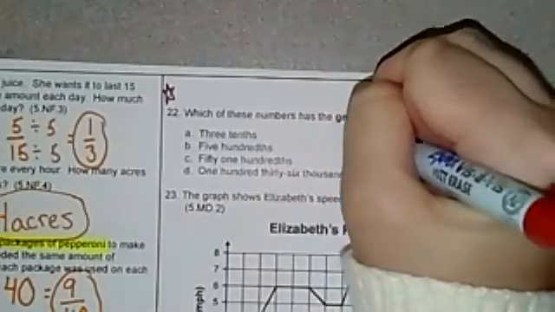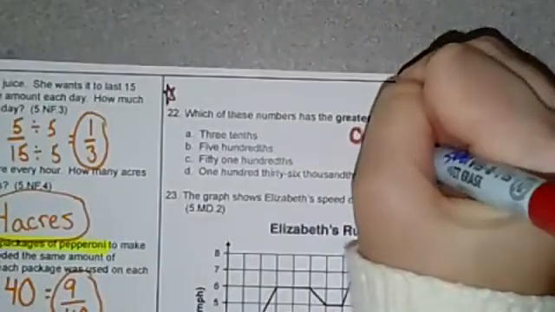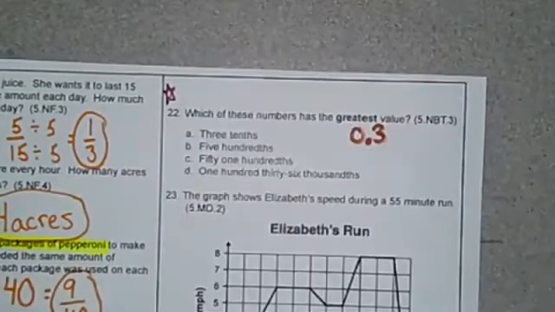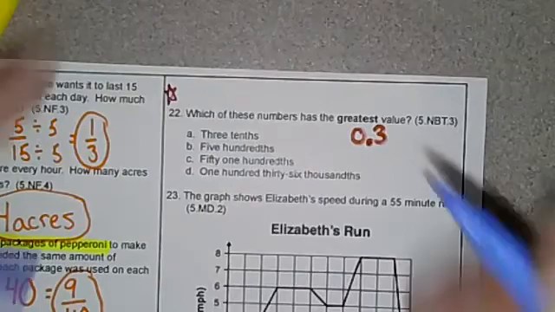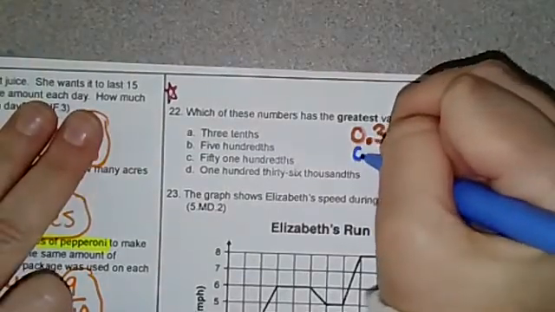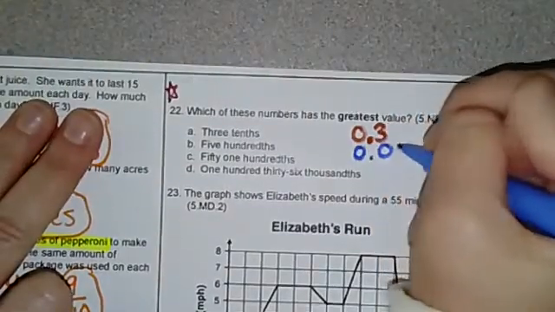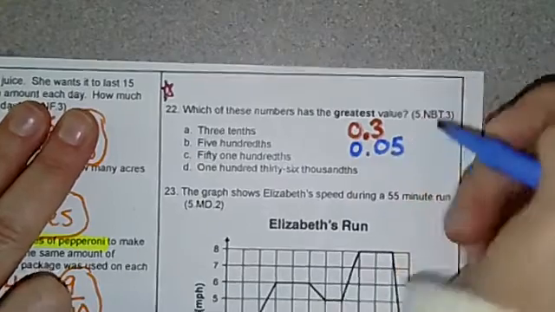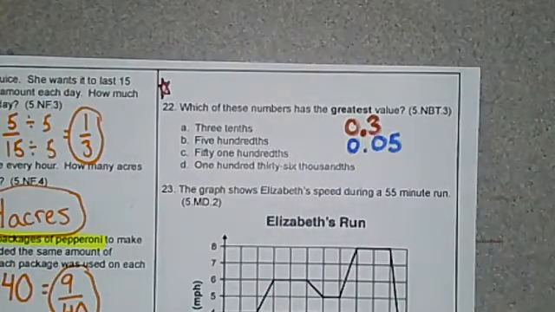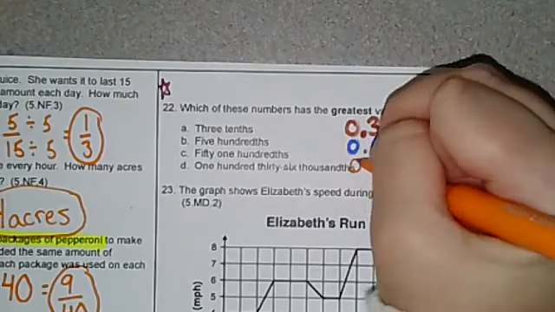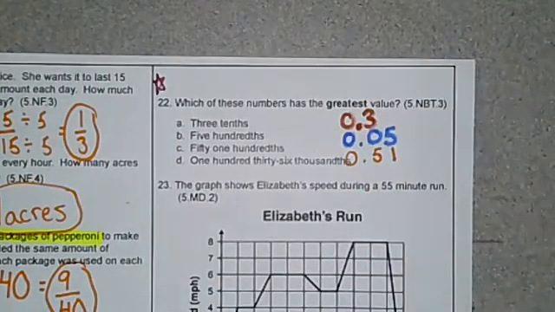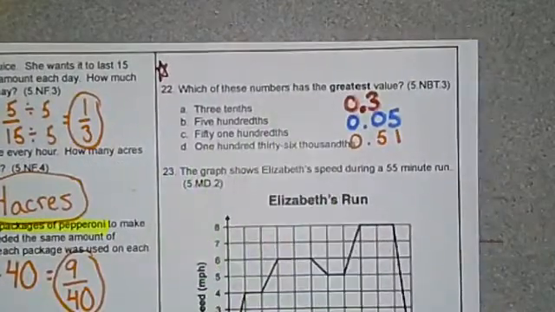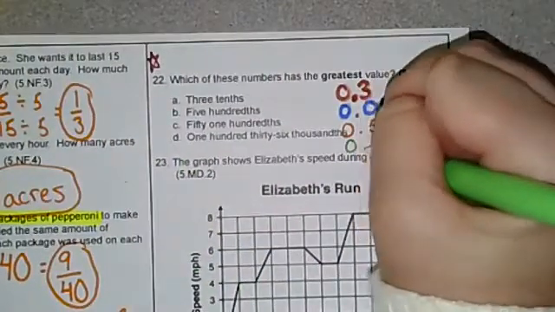All right, first write 3/10. There's 3/10. Then you're going to write right underneath it, you're going to write 5/100. You're going to put a 5 in the hundredths place. Then under that, you're going to write 51/100. So I got 51 hundredths. And then under that, I'm going to write 136 thousandths.